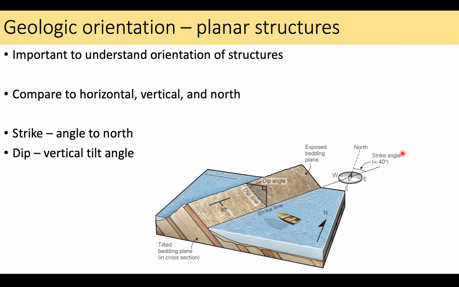So there's many different ways that this can be recorded and observed. So mostly when you're looking at some sort of structure like this, for example, you want to make sure you are recording as much information as possible. So comparing the horizontal, the vertical, and also to north, trying to determine how this rock has moved in the past.